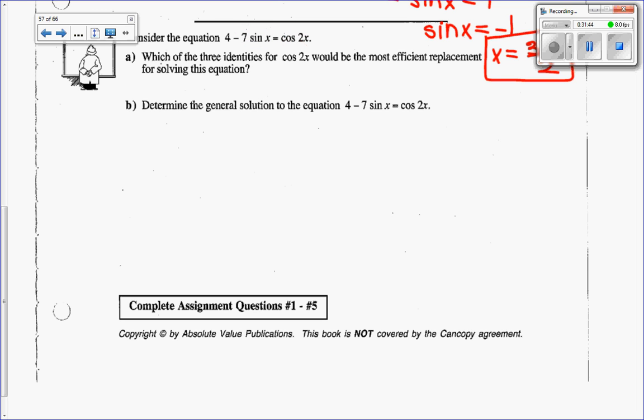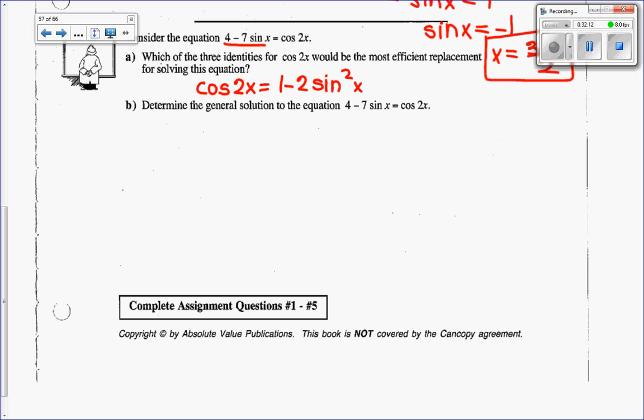Okay, so you just try and find the one that would make the most sense. Since this is 4 minus 7 sine x, I want the cos 2x identity that's going to have sine in it, but no cosines. So that's the third one. The one that would make the most sense is cos 2x equals 1 minus 2 sine squared x.